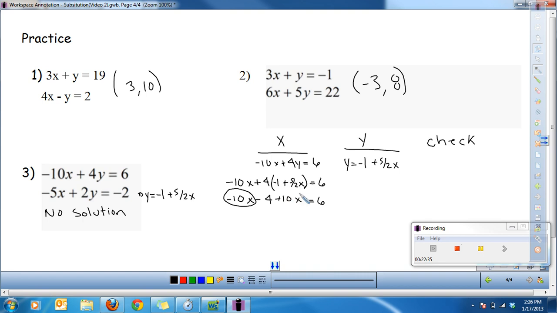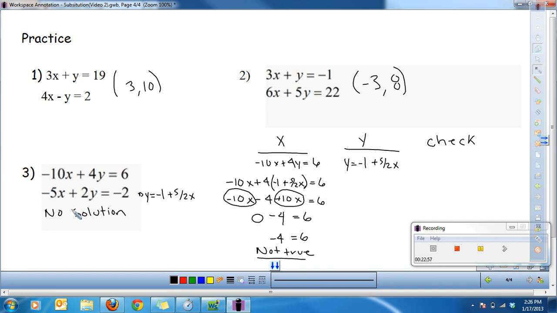Now I see that there are some terms I can combine. I combine this negative 10x with this positive 10x, and that gives me 0. I'm going to bring down my minus 4 equals 6. 0 minus 4 is negative 4. I have negative 4 equals 6. Is this a true statement? This is not true. This does not work. When this happens, your answer is going to be no solution. But before you say that, you need to make sure that you didn't do anything wrong.